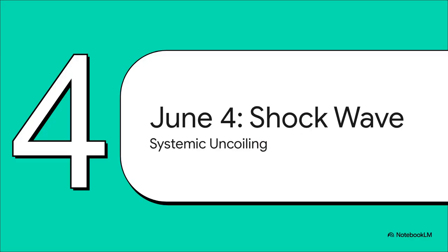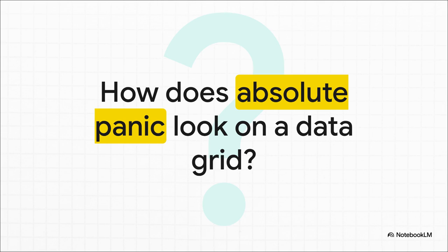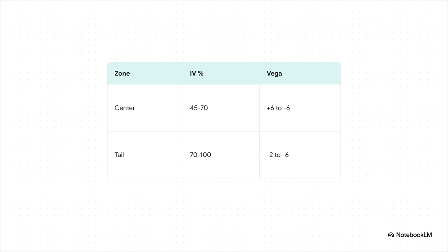Which brings us to Section 4. June 4, the shockwave. If our previous question was about unexpected news, the question for June 4th is a whole lot darker. How does absolute structural panic look on a data science grid? Like, when raw human emotion and margin calls completely take over the algorithms, what visual shape does that actually make? Well, it looks like absolute chaos.